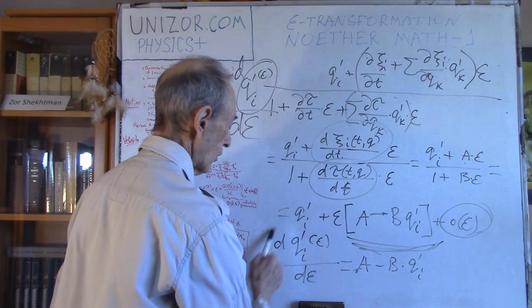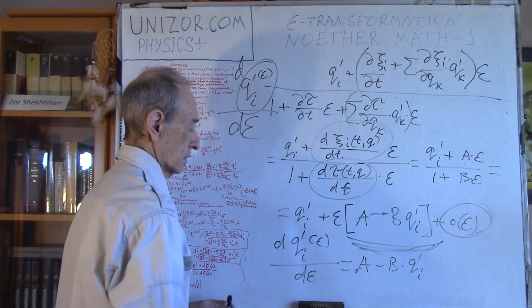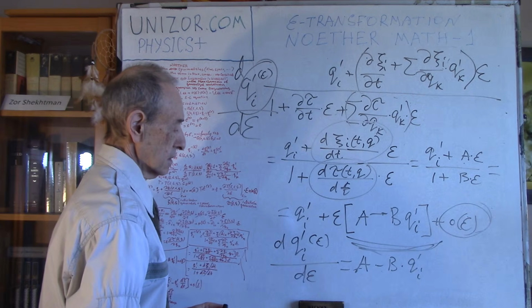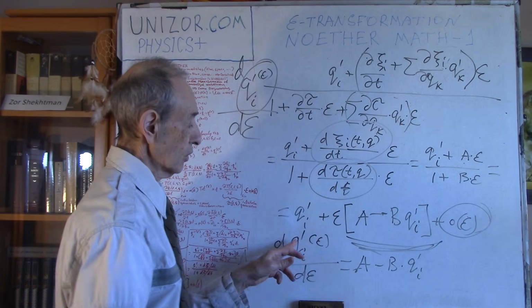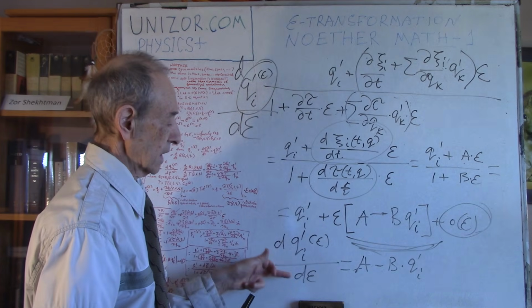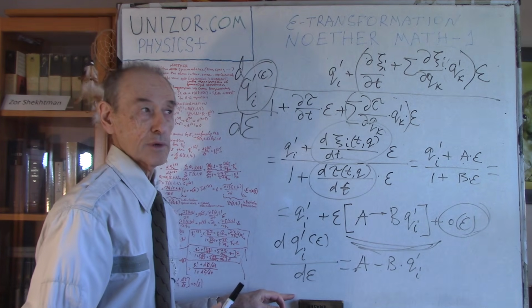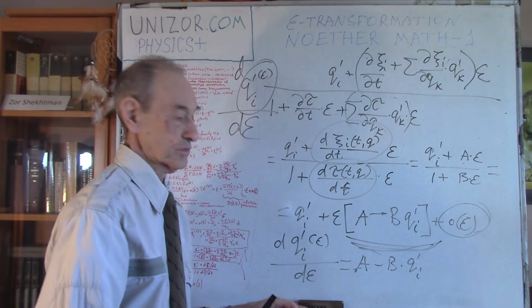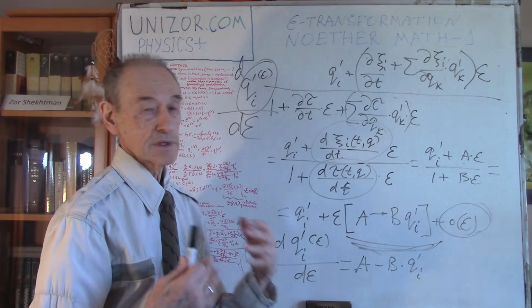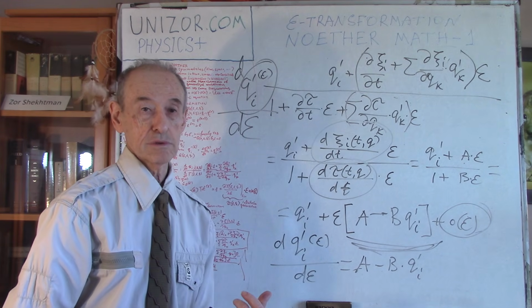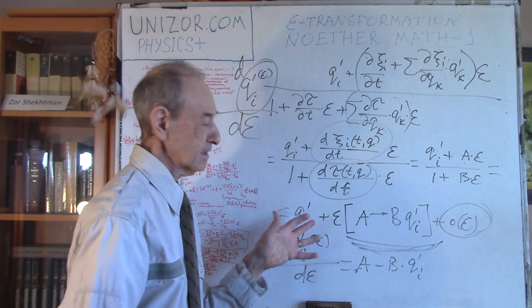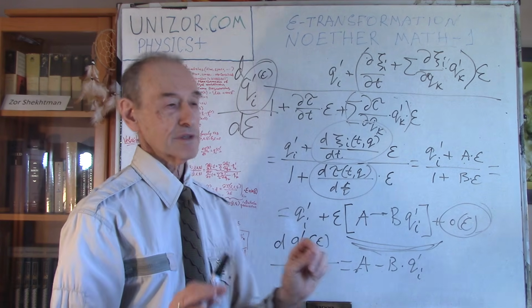So again, we have derived the law how velocity is transformed in an infinitesimal transformation. What's the rate of change of transformed velocity as we are changing the parameter of transformation. That's it.